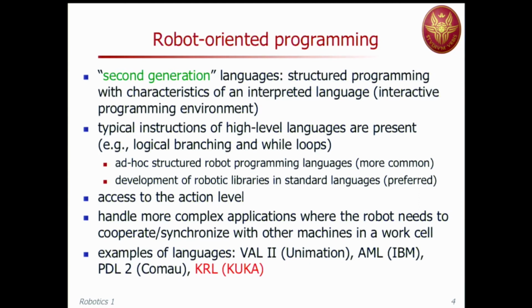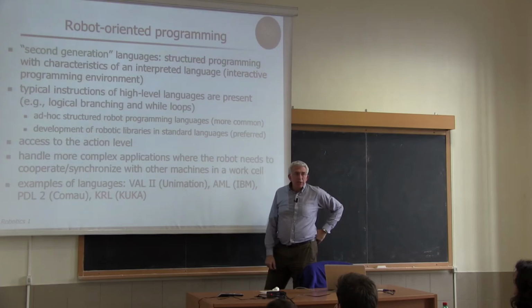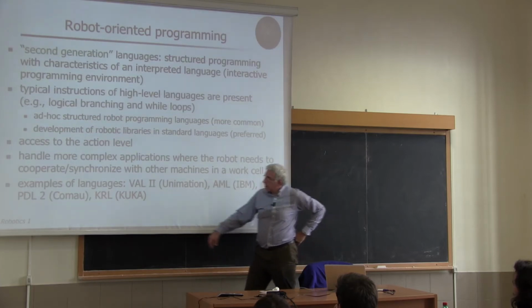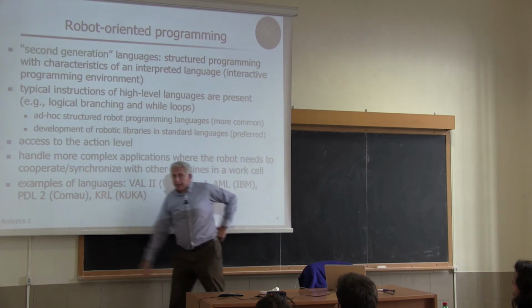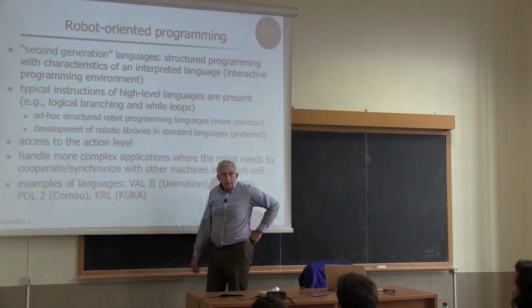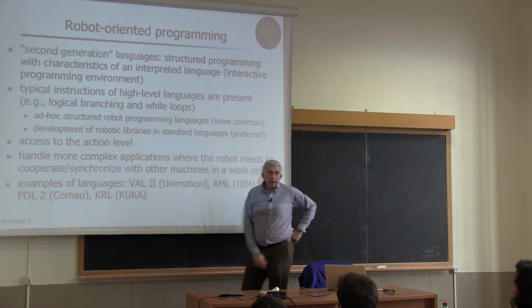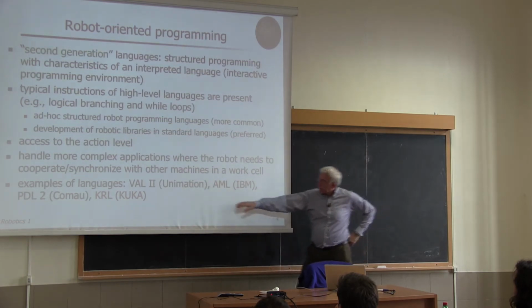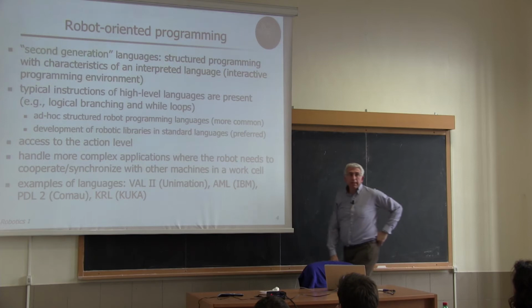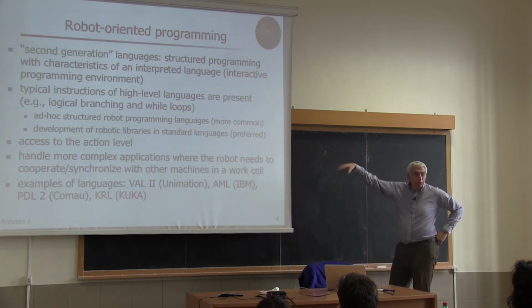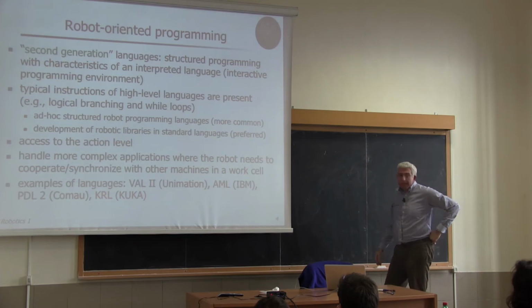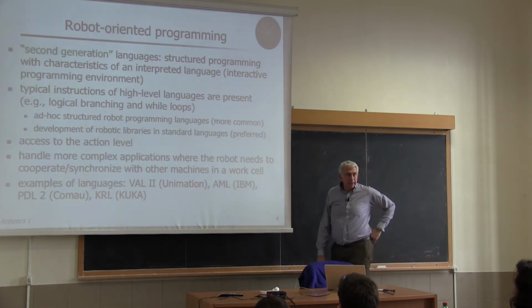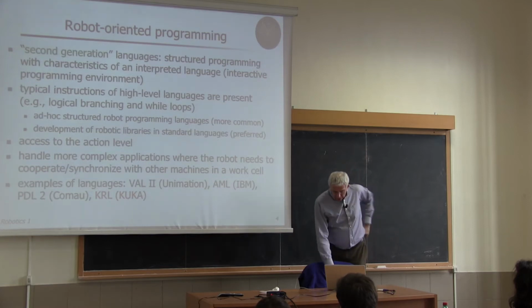For instance, AML, when IBM was still producing robots, or VAL2, which was the latest version, including capability of handling vision or force sensor by Unimation, or PDL2 by Comau. This is the Italian leader in robots, or the KRL language by KUKA. And I put this in red because we have KUKAs downstairs, and I've used, just for illustration, the set of data structure and command of the KRL language.